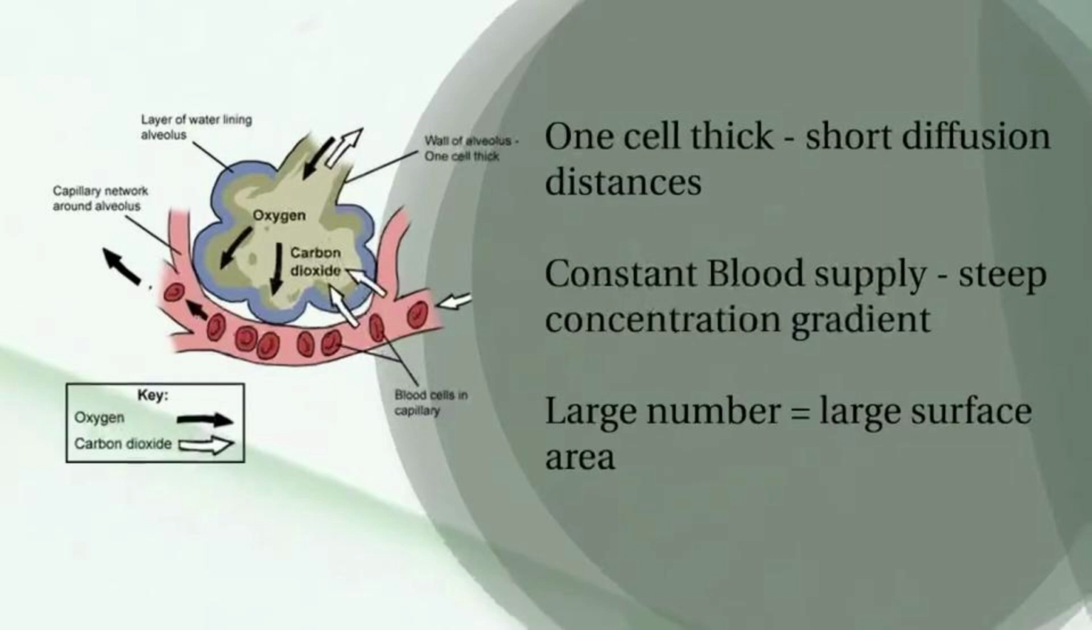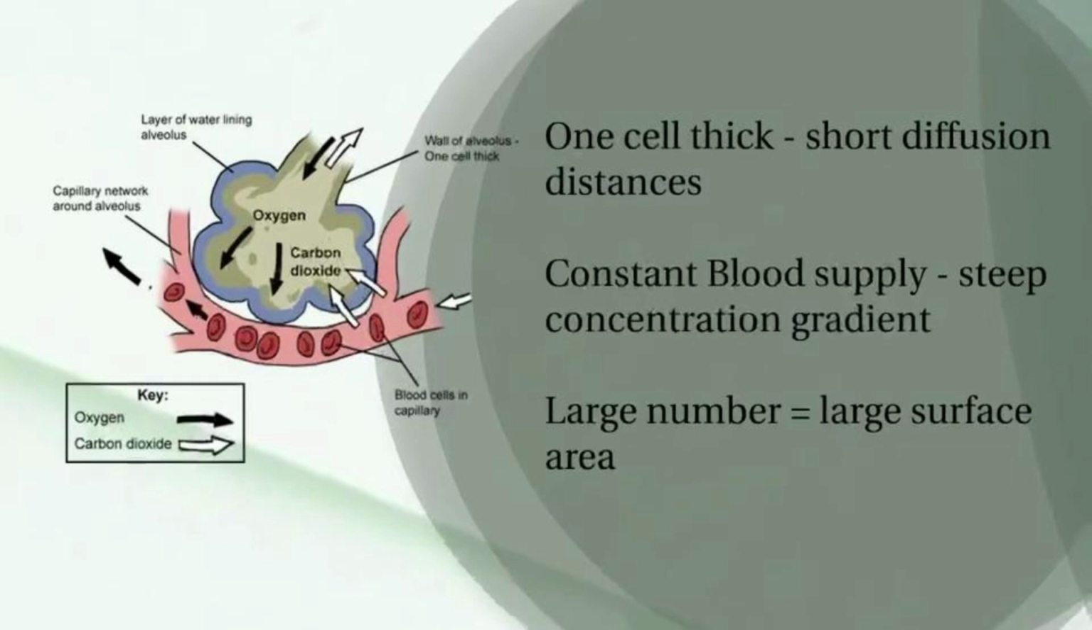So in this case, the capillaries and the alveoli are very thin, only one cell thick, reducing the diffusion distance. There's a constant blood supply by the capillaries, maintaining a steep concentration gradient. There's a large number of alveoli, meaning there's a big surface area. And again, you can see that in the next diagram.